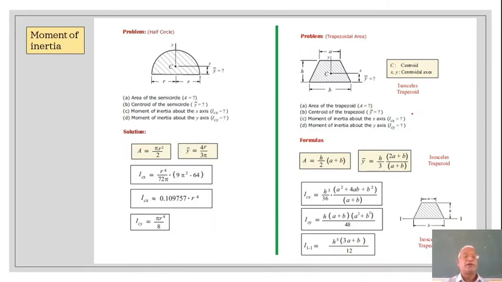Next, semicircle. For a circle, the centroid would be the center of the circle itself. You know that, the center of the circle itself. Okay.